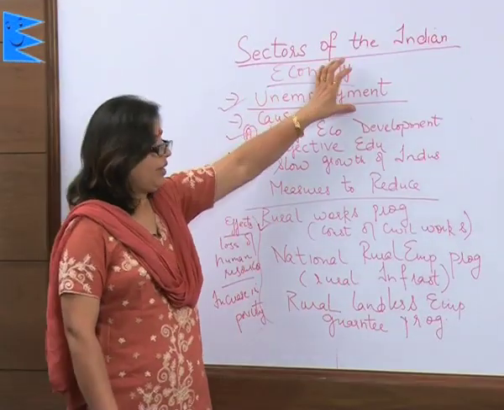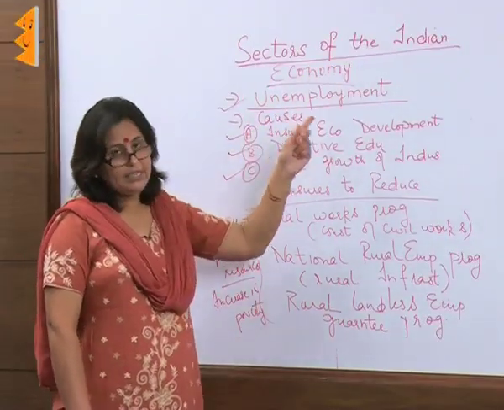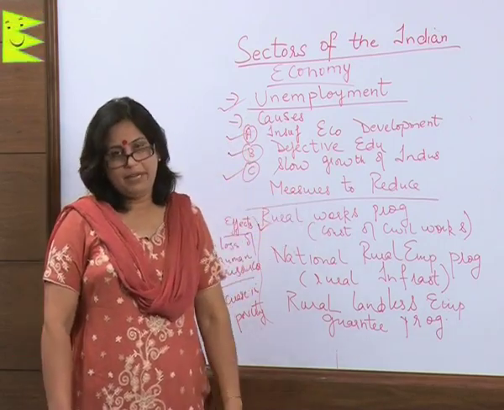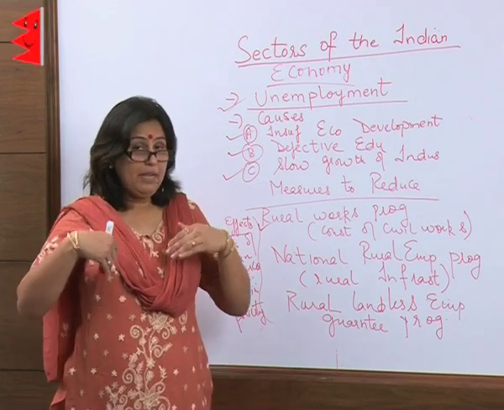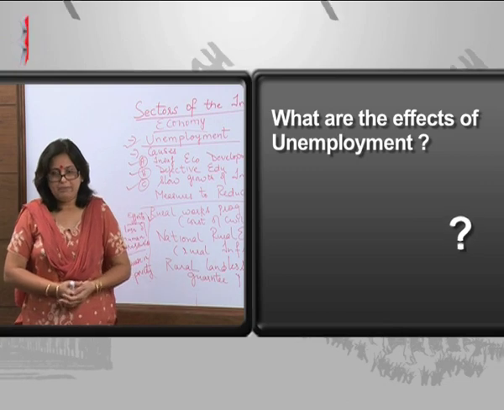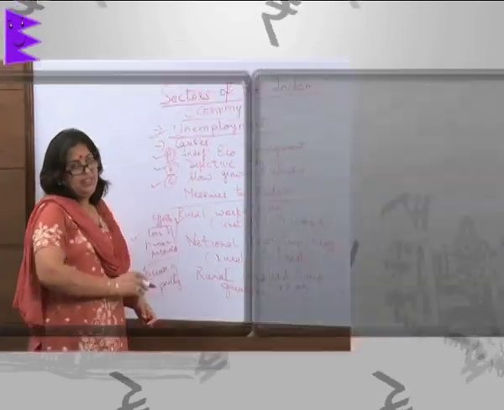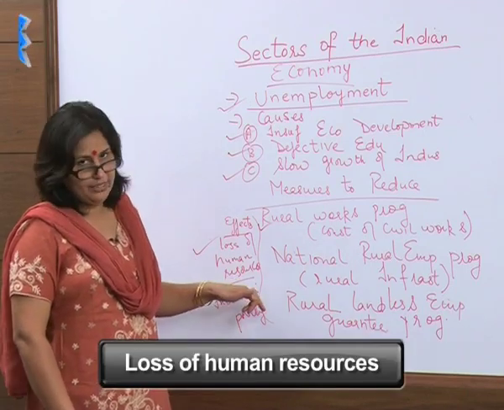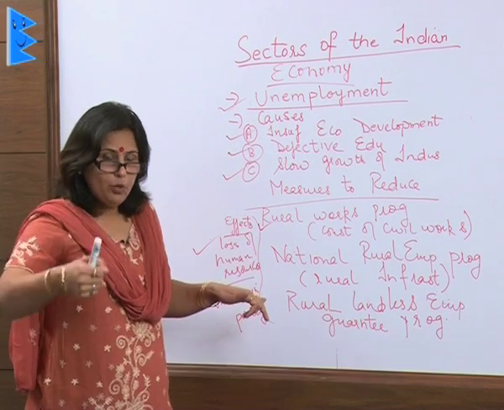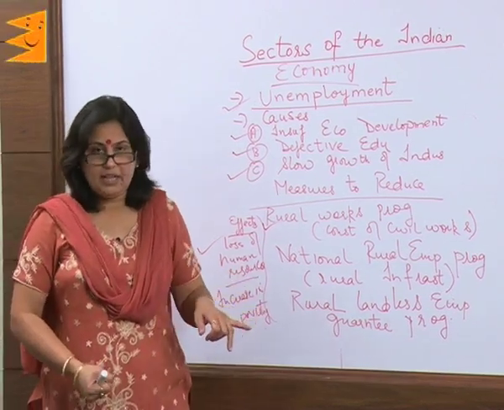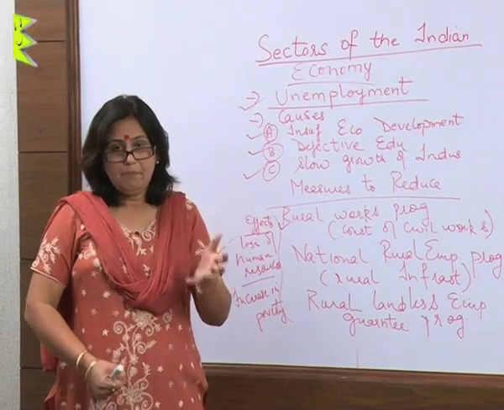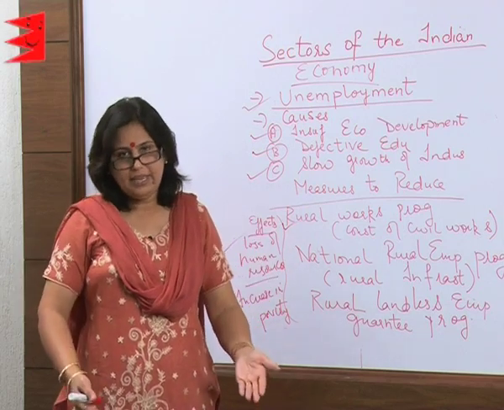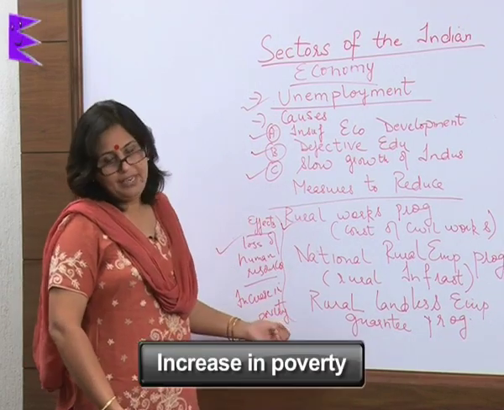Well, you've seen what unemployment is, what the causes are which give rise to unemployment, and the measures which can reduce unemployment in the country. But there must be certain effects of unemployment in the society. If there is unemployment in the country, it is a loss of human resources. That is, the proper utilization of the human beings in the country is not being done because they are sitting idle. They are not able to show their skills, and then, increase in poverty.